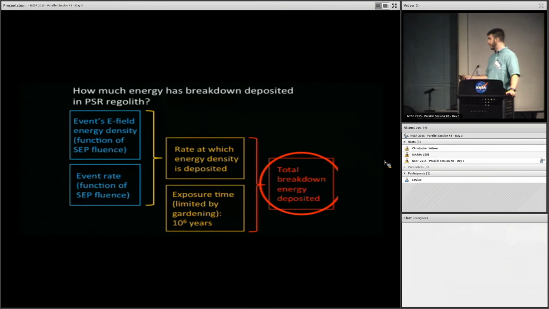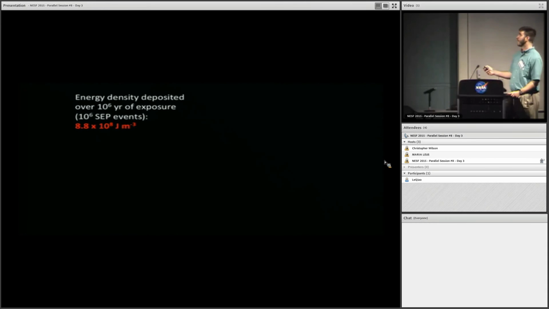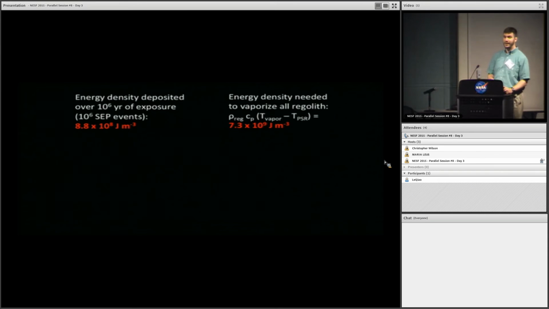So we put it all together, and what do we have? And I want to say bibbidi bobbidi boobination. The energy deposited over that 1 million years of exposure is about 10^9 joules per meter cubed. If you compare that to how much energy you need in order to vaporize all the regolith, you need about 10^10 joules per meter cubed. So we're looking at about a tenth of that. So enough energy to vaporize 10% of the regolith, thereabouts.